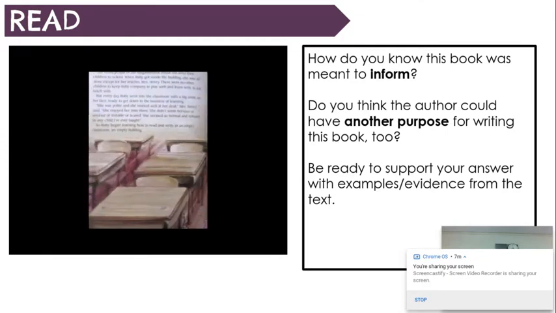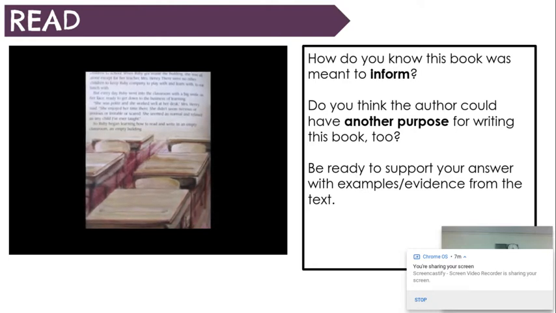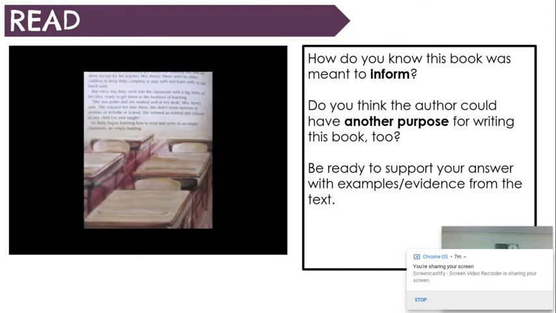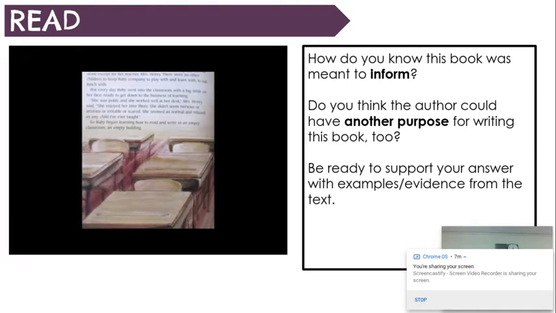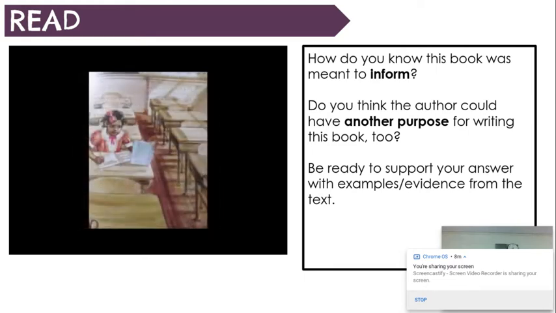The white people in the neighborhood would not send their children to school. When Ruby got inside the building, she was all alone, except for her teacher, Miss Henry. There were no other children to keep Ruby company, to play with and learn with, to eat lunch with. But every day, Ruby went into the classroom with a big smile on her face, ready to get down to the business of learning.